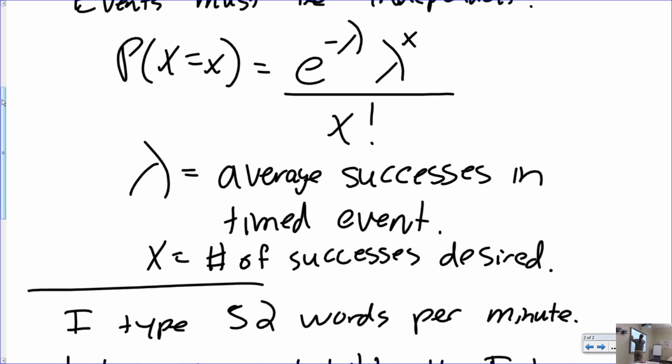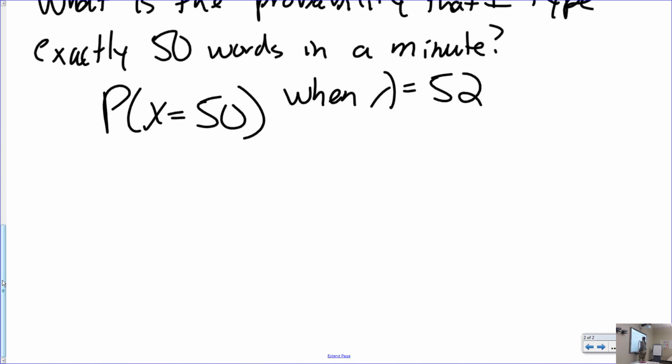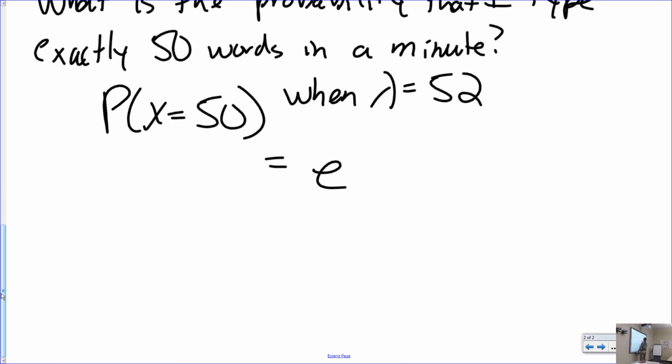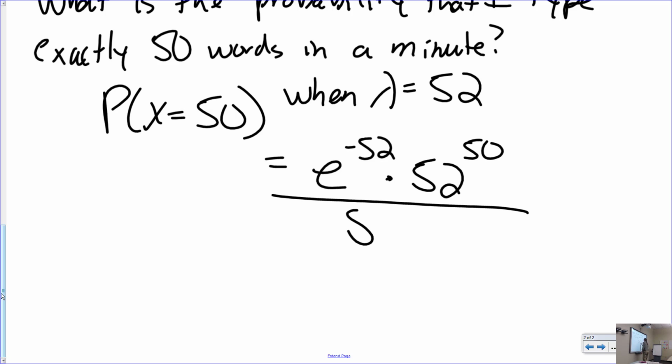So this probability is going to be e to the negative 52 power times 52 raised to the 50th power, all divided by 50 factorial. Exclamation point. Your PRB button.